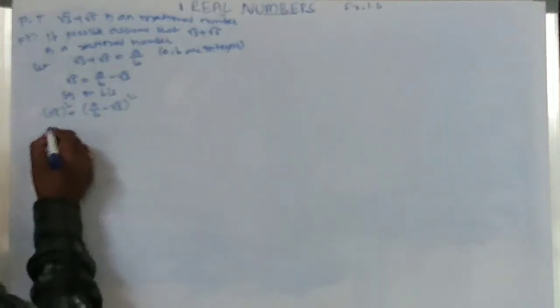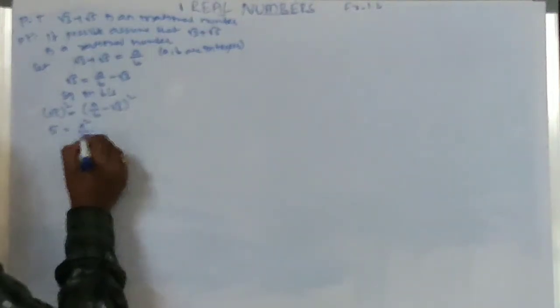Root 5 whole square is 5. A by b whole square is a square by b square. Root 3 whole square is 3, minus 2 root 3 a by b. Bringing this outside, 2 root 3 a by b equals a square by b square plus 3 minus 5. 3 minus 5 equals minus 2.